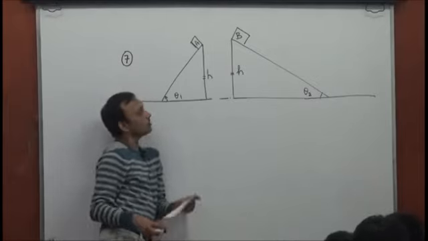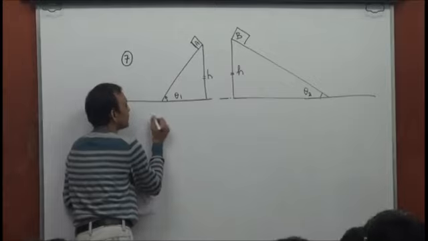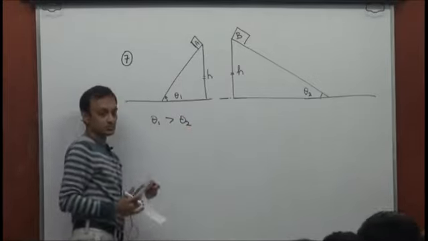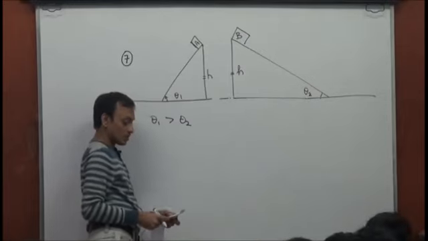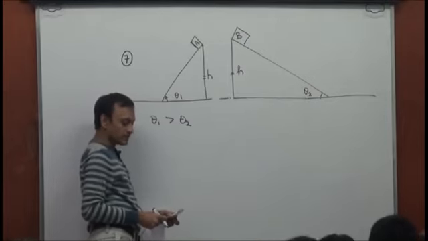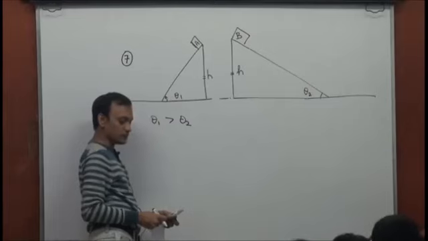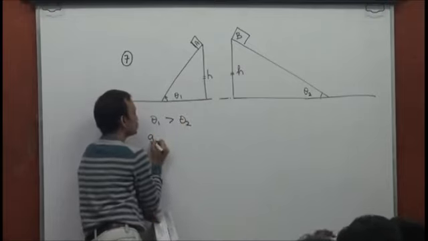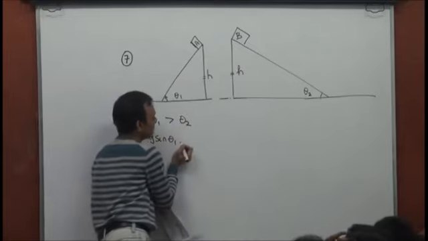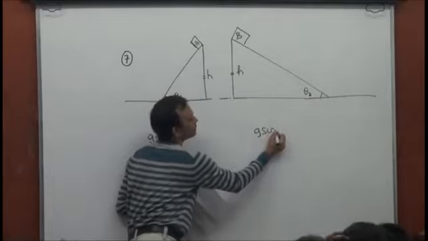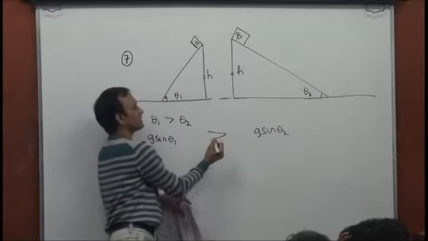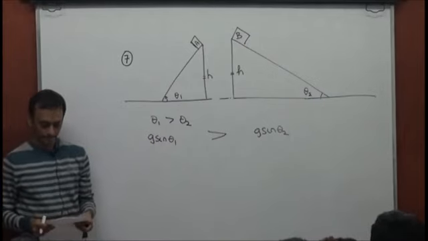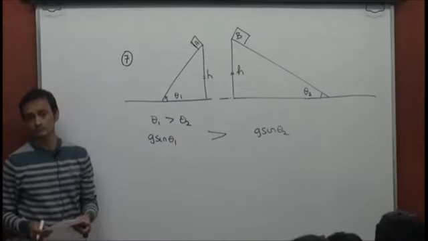Statement 2. One thing that you can see is that theta 1 is larger than theta 2. Statement 2: acceleration of A will be greater than acceleration of B when both are released to slide on the inclined plane. The acceleration in this case is going to be g sine theta 1 down the plane. The acceleration here is going to be g sine theta 2. Evidently, g sine theta 1 is greater than g sine theta 2. So statement 2 is fine.